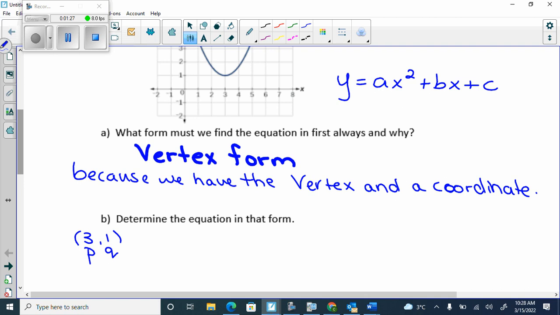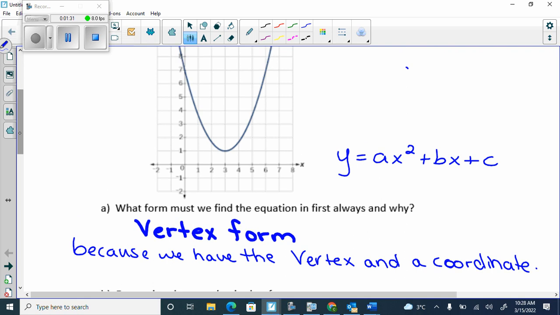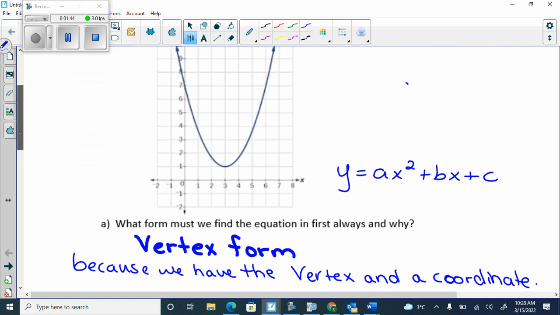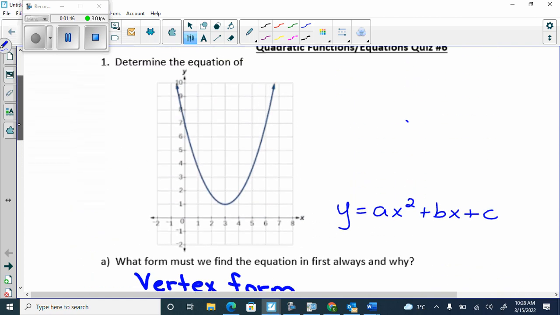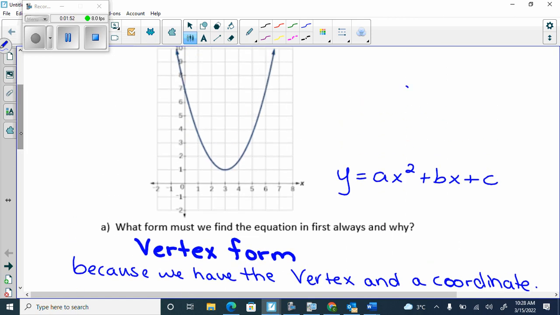Okay? We need another coordinate. I want one that crosses through, so I'm going to use 0 and 7. And that's going to be my x and my y. If you use a different coordinate that crossed through, the other one that you could use that would be okay would be 6 and 7. The rest don't really cross through in spots, so if you're picking them, they're not real.